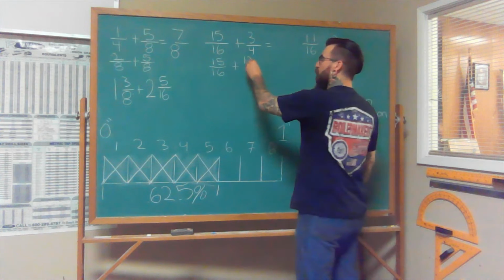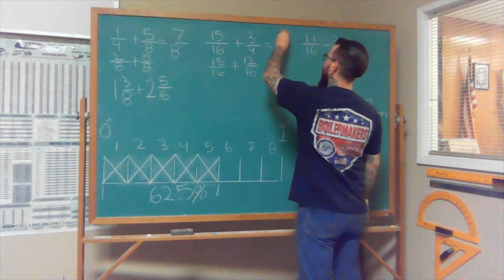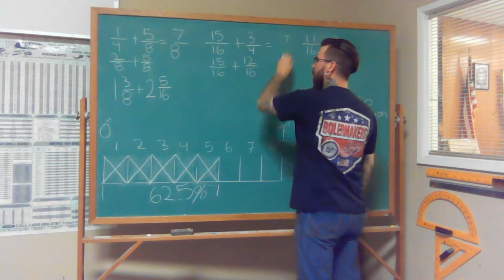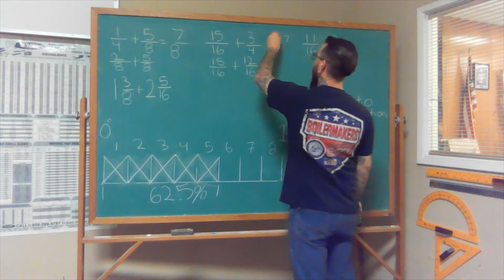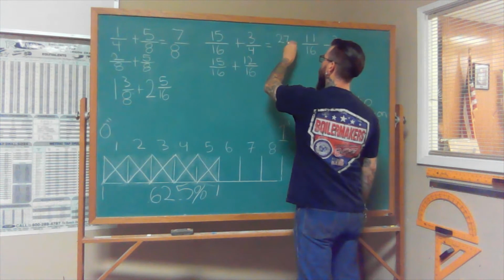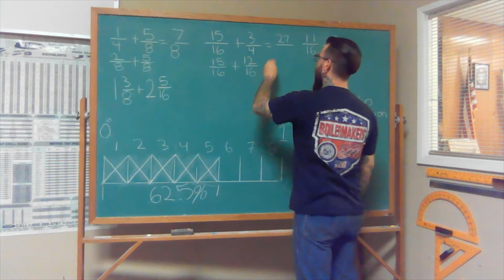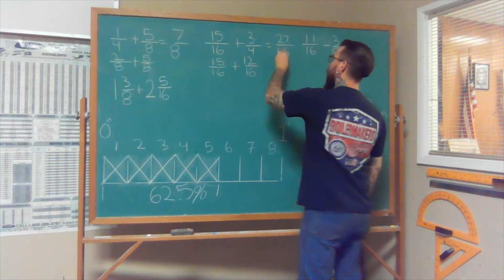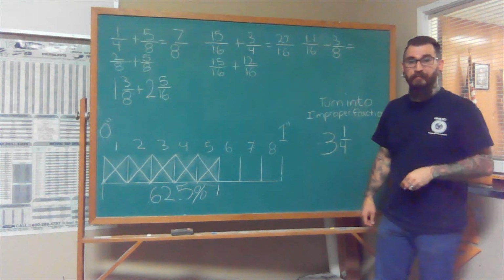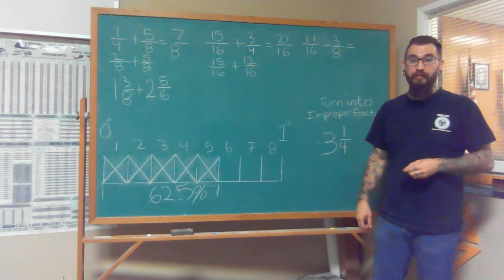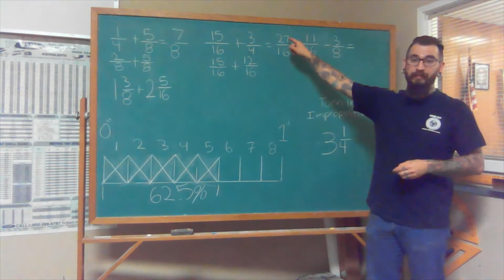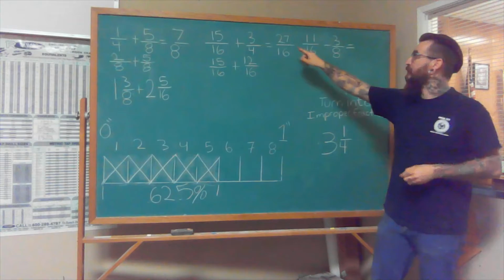So this is going to equal 2 plus 5 will give us 7. And now 1 plus 1 will give us 2. And then 12 plus 15 over 16 will give us 27/16. Now that is an improper fraction. We're top heavy, right? We're going to capsize the load.